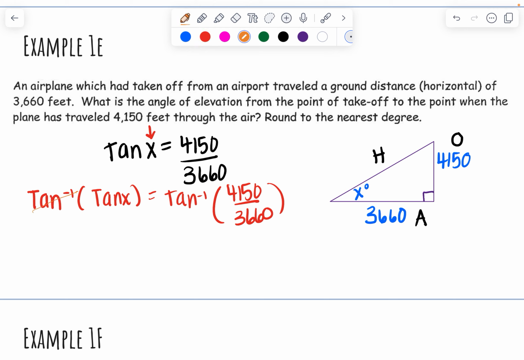On our left side here, the tangents cancel. So then we just have x equals inverse tangent of 4,150 over 3,660, and round to the nearest degree. Again, we're looking for an angle here. So it'd be 49 degrees. Do not forget the degrees. Do not say it is feet. It is an angle measure, so our label is degrees.